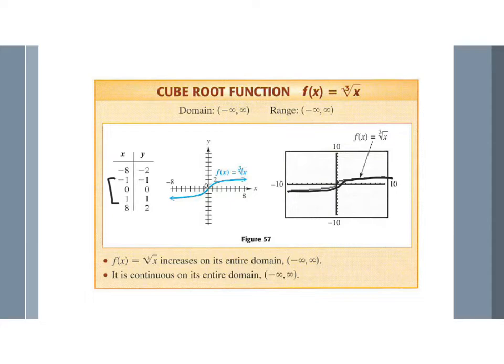Again, the domain and the range for the cube root function is going to be all real numbers. So for the cubes, we can find the cube root of a negative number. But for the square root, we can't.